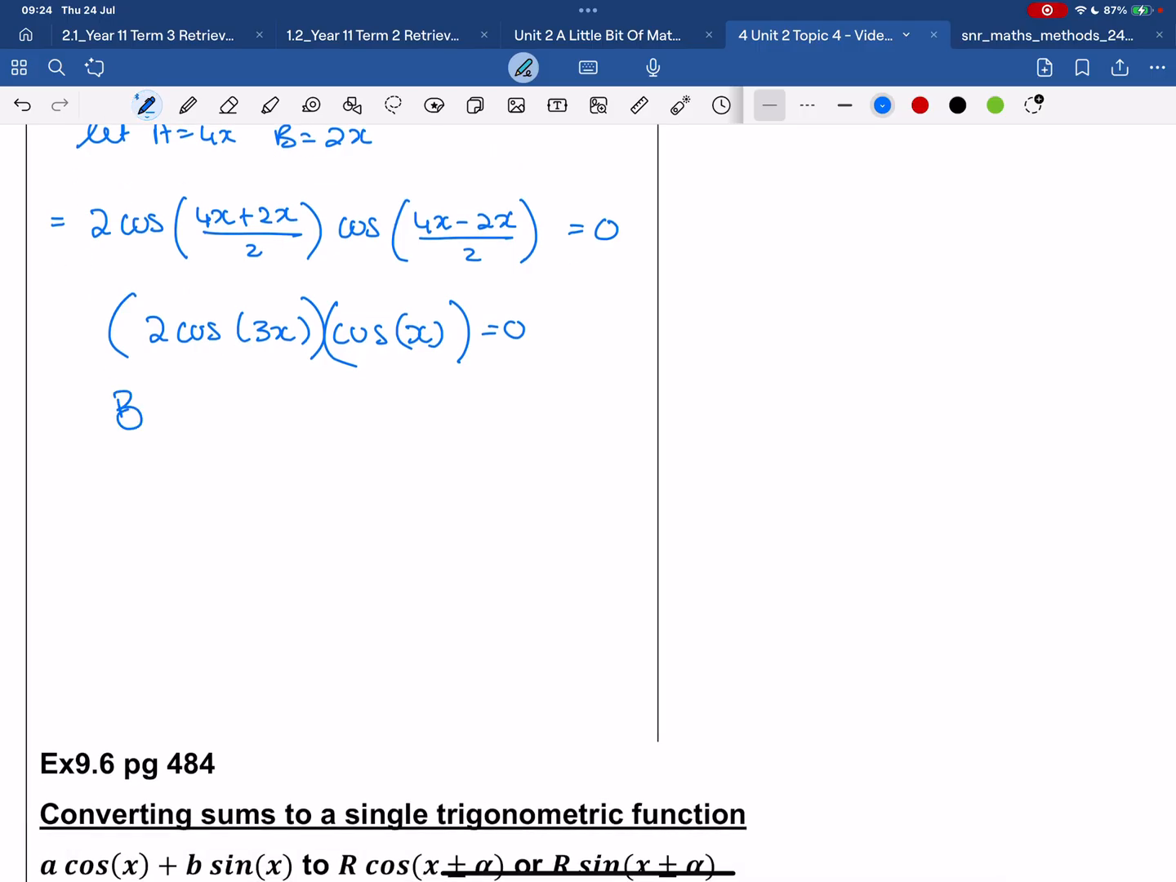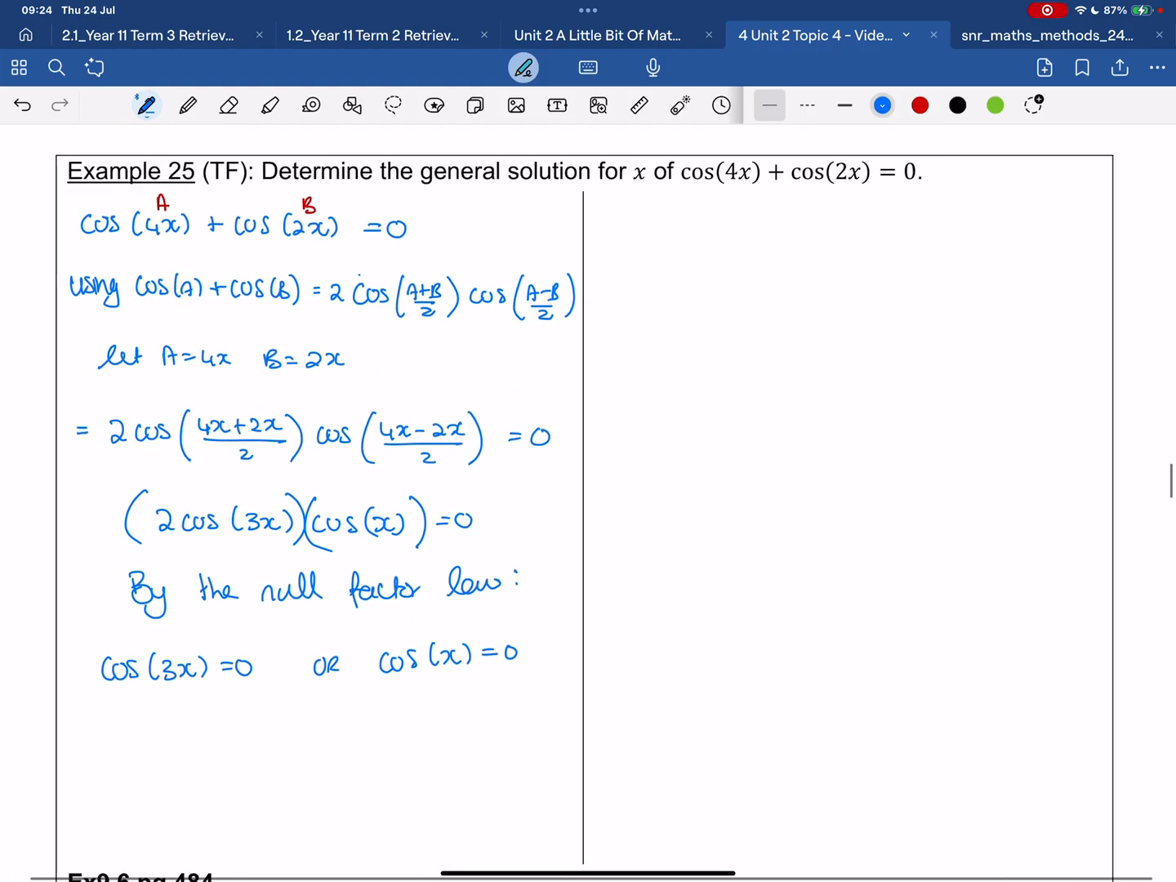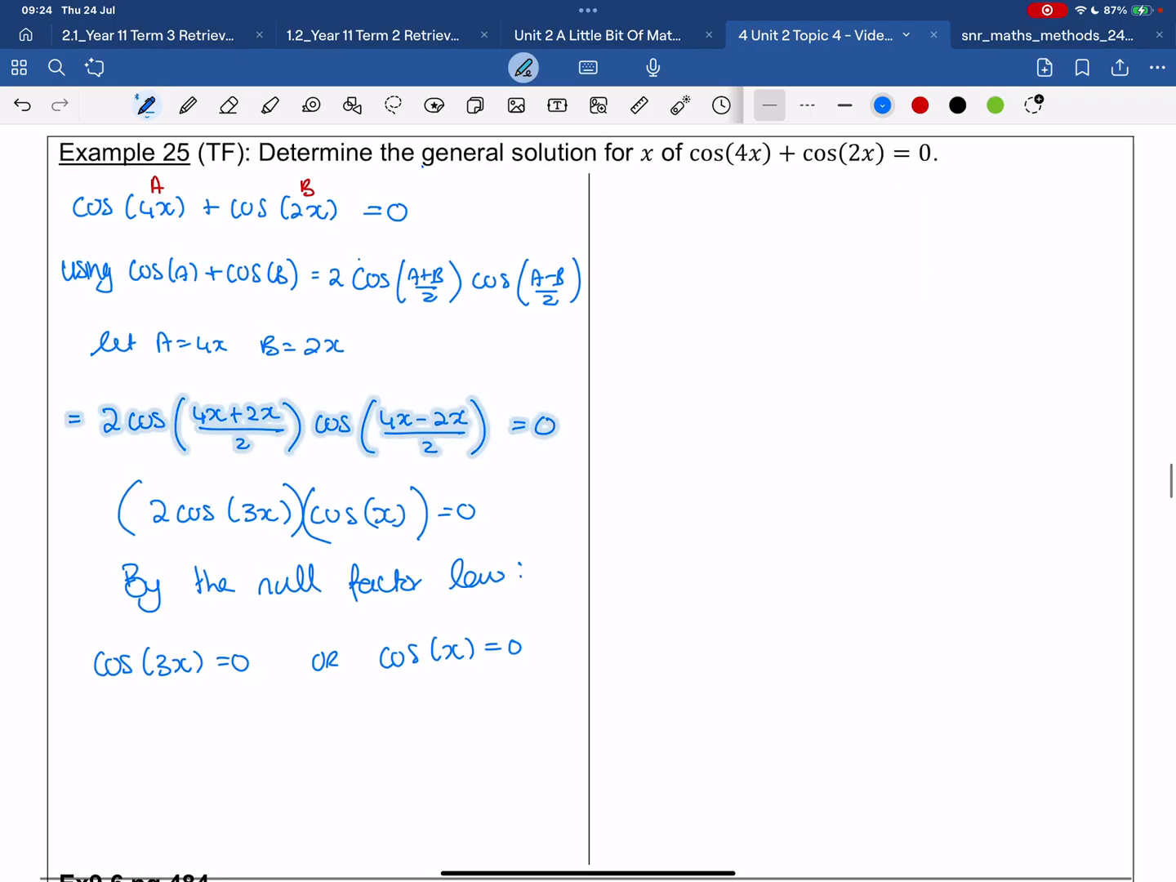So by the null factor law, we have cos of 3x equals 0, or cos of x equals 0. And in this case now, they haven't asked us for a solution within a domain. They're asking us for the general solution. So the general solution is going to involve multiples of pi.